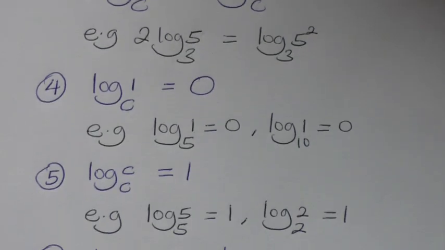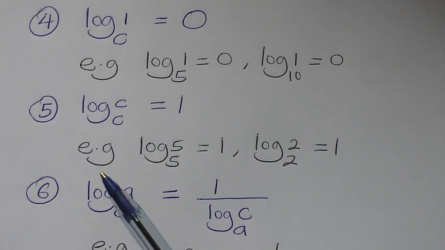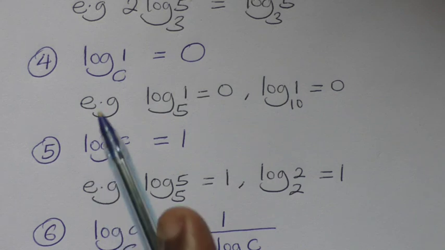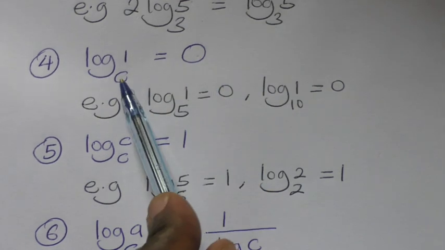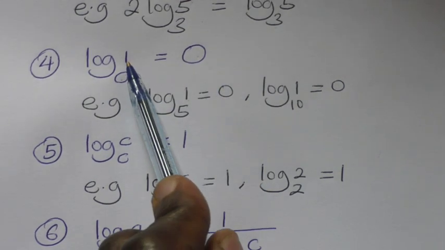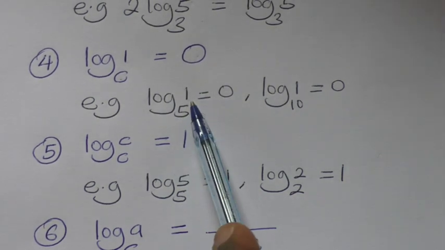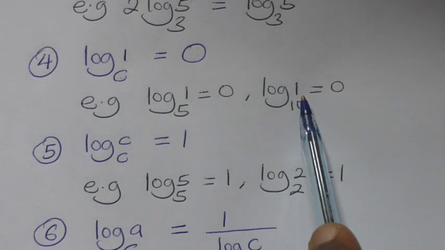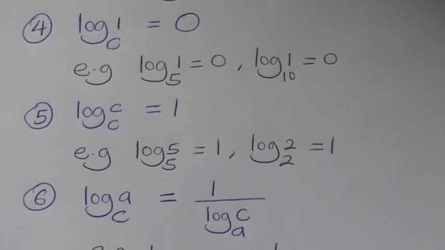Our fourth law shows us how we deal with the logarithm of 1, no matter the base. As long as the power is 1, that logarithm is always equal to 0. So log c power 1 is 0. No matter the value of c, as long as the power is 1, that log equals to 0. E.g., I have log 5 power 1 as 0, log 10 power 1 as 0. So that's how we deal with the logarithm of 1.